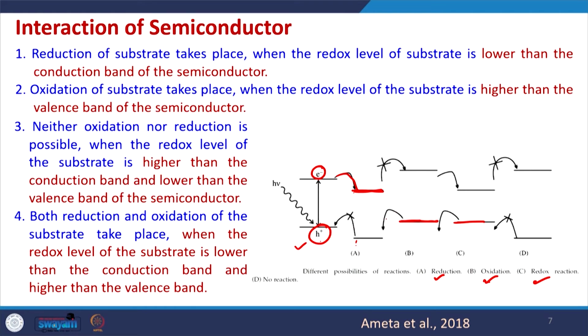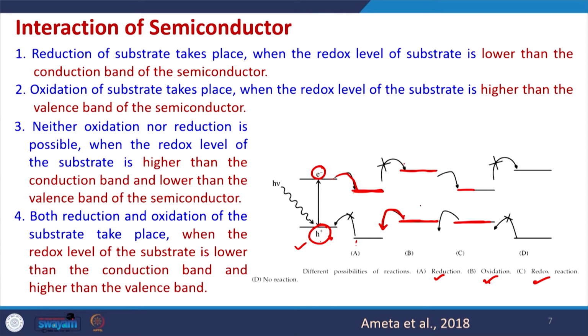the lower redox level of the substrate is higher than that of the valency band. So, the electron can move from the valency band, this lower level, to this conduction band, through this valency band, and this movement is possible, but this movement is not possible because the conduction band level is lower than the higher redox level of the substrate. So, electron can never move into this, but electron can move into this. So, oxidation is possible. In the C level, both are in between these two levels.